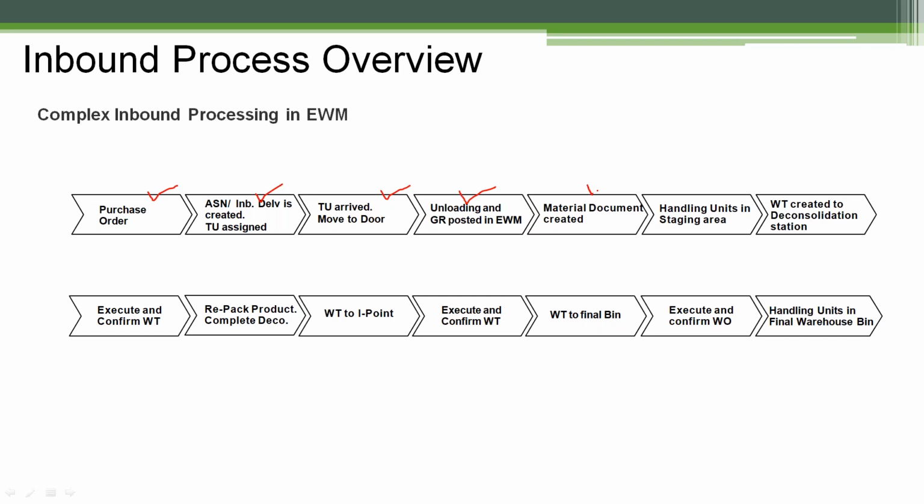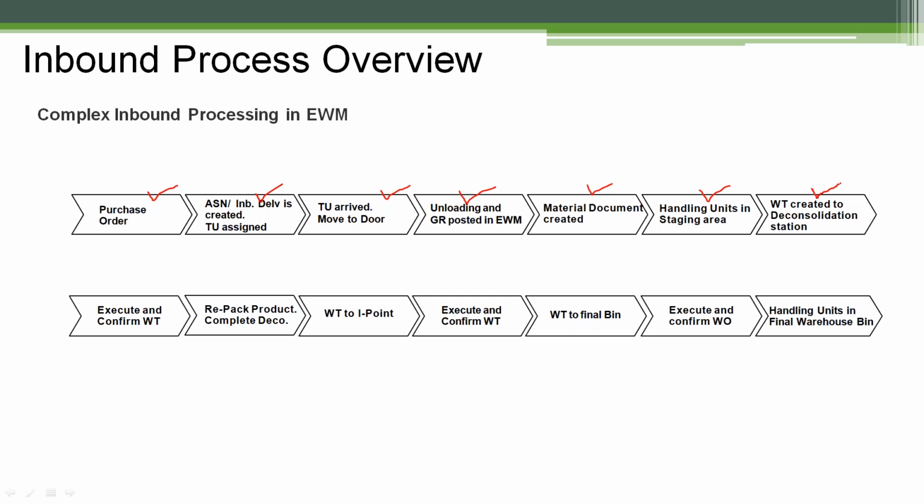After unloading, we have stock in the staging area. From the staging area, we can directly put it away in the final bin, or we can do the same process via some intermediate steps. We can take it to a deconsolidation area, or we can take it to a quality area. So here, for example, we take it to a deconsolidation workstation. Let's say we got mixed pallets and we want to unpack them into homogeneous pallets before we place them into the warehouse.